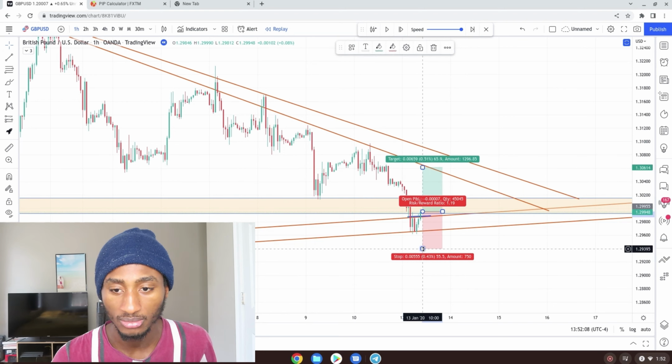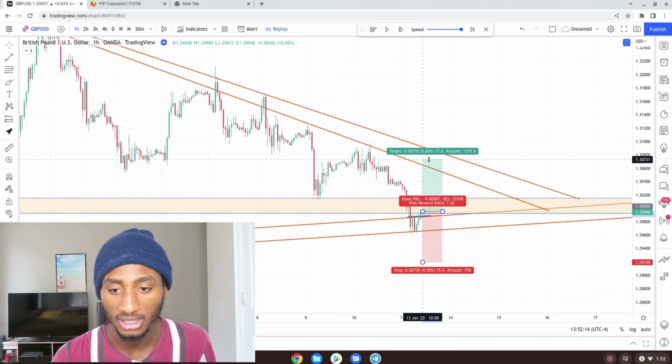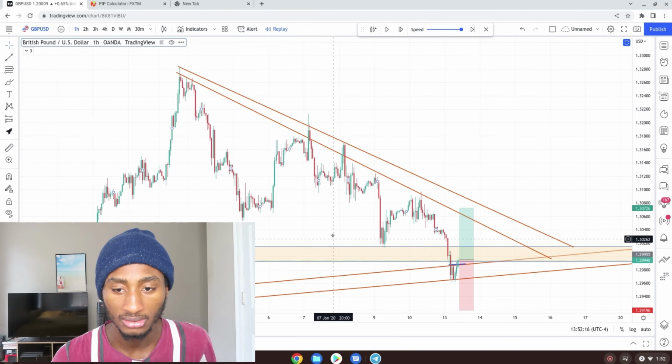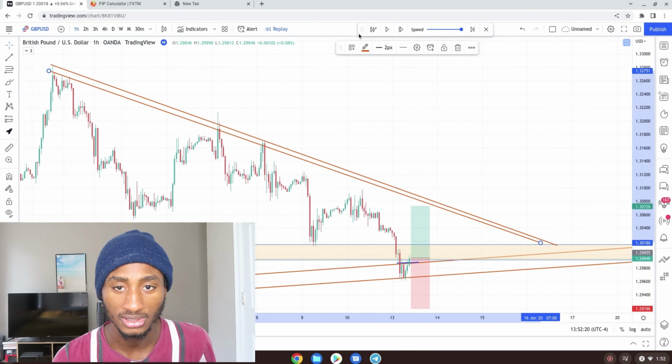So this trade is going to be, like I said, 1-to-1. The first trade is going to be around there, and we're going to see what happened. Let me draw this line so you can see what happened.